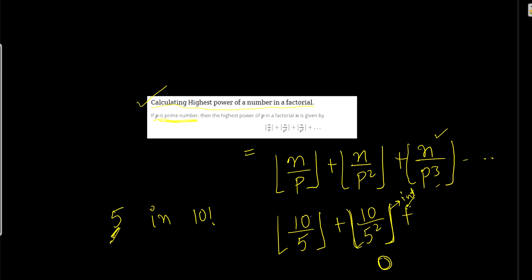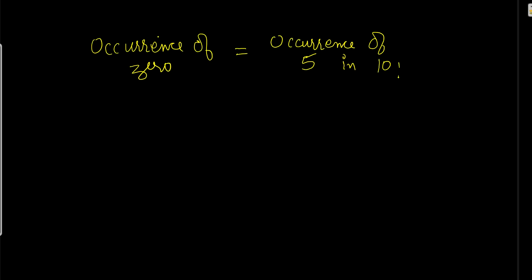So here we got 2. 2 plus 0 is 2. So here the occurrence of 5 in 10 factorial we got 2. Now if we reverse, here we have seen that the occurrence of zeros is equal to the occurrence of 5 in 10 factorial.